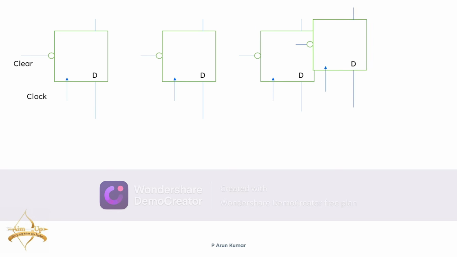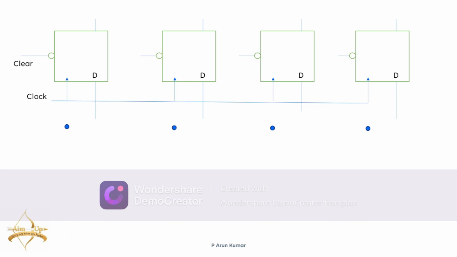So in this way, I'm taking all the 4 D flip flops, and for all the 4 D flip flops, I'm connecting a common clock pulse. Why?